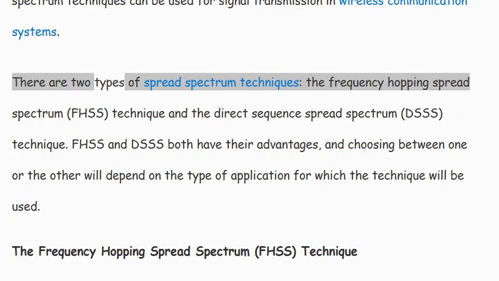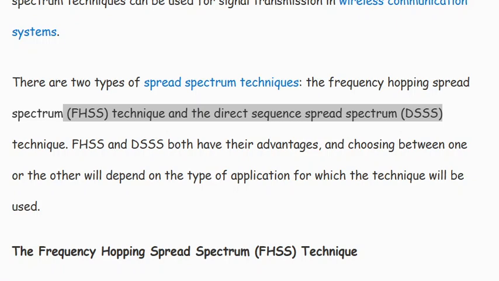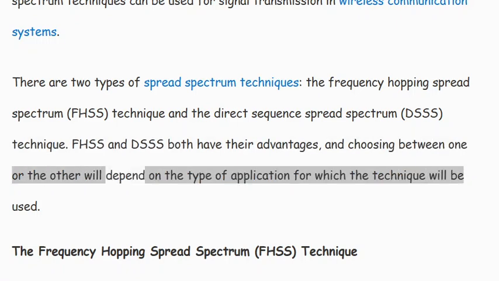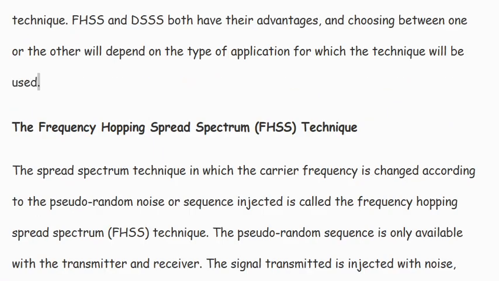There are two types of spread spectrum techniques: the frequency hopping spread spectrum (FHSS) technique and the direct sequence spread spectrum (DSSS) technique. FHSS and DSSS both have their advantages, and choosing between one or the other will depend on the type of application for which the technique will be used.